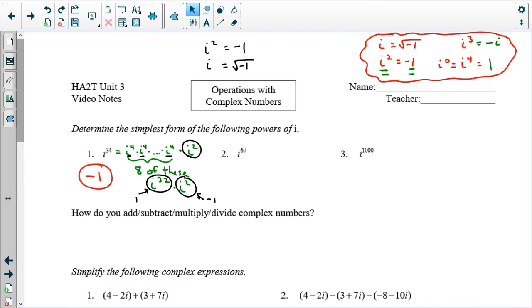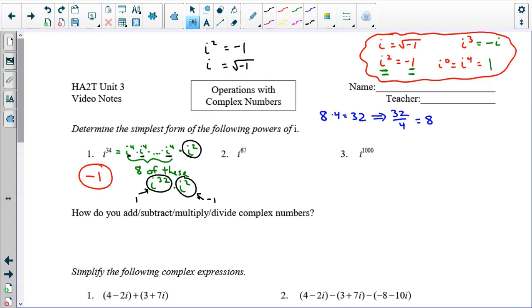Now, that can get rather annoying once the numbers get a lot larger, like in number 3, i to the 1,000. So probably the best way to do this is, if I notice that 8 times 4 was 32, the other way I can think about that is 32 divided by 4 is 8. Now, why did I choose 32? Because 32 is the number closest to 34 that's actually divisible by 4.